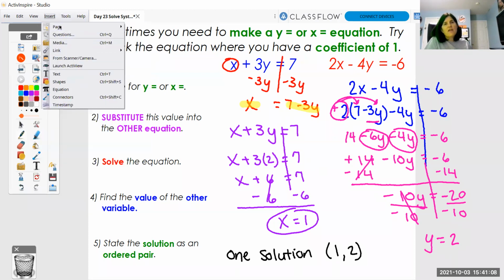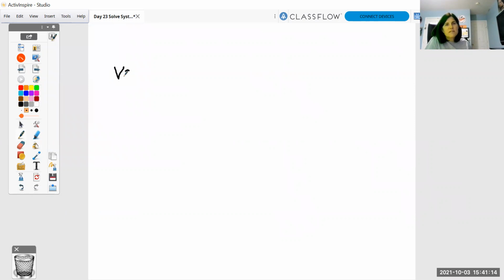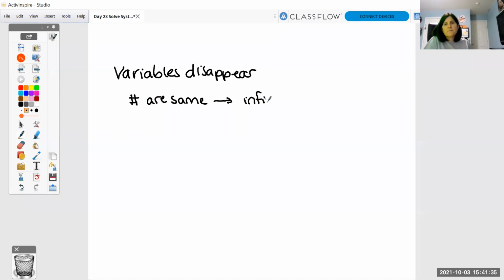But if your variables disappear, that means that they're basically the same amount on each side. When they disappear, if the numbers that are left are the same, it means infinite solutions. And if your variables disappear when you're solving and the numbers are different, that means no solution.